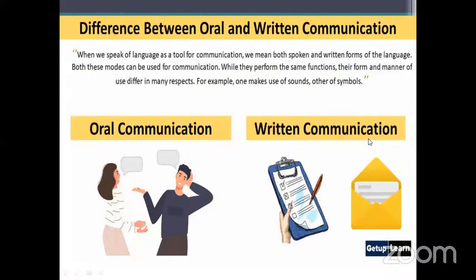There are two major kinds of communication: oral and written communication. Both are trying to communicate the same thing, and both use the same language as the tool for communication, in spoken and written form. But the way it is presented is completely different from each other.